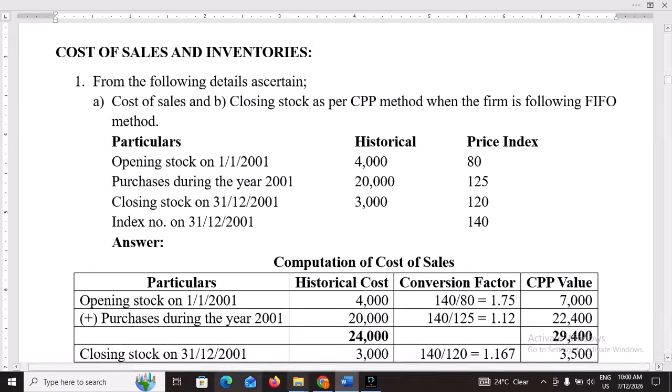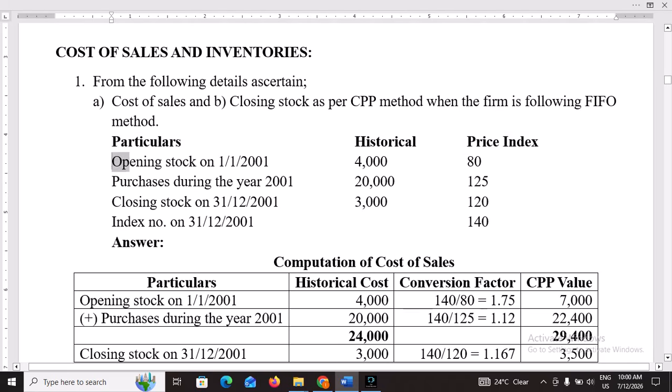Now next problem: cost of sales and inventories. The first question is based on cost of sales and inventories. From the following details, ascertain, that means calculate, A, cost of sales, and next, closing stock as per CPP method when the firm is following the FIFO method. FIFO means first in first out. Particulars, historical, price index.